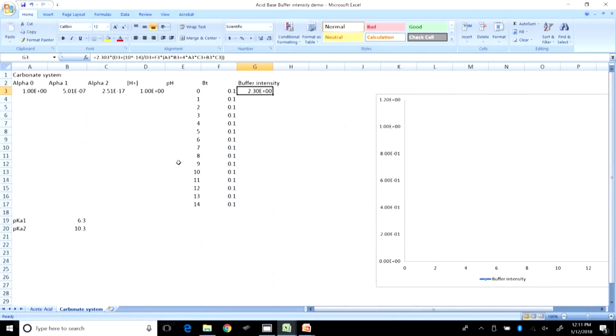And where do we have that here? We have that here. So pKa 1 is 6.3 and pKa 2 is 10.3. I think they are approximate values for the carbonate system, so let us go with that. And I plugged in the relevant formulas. So let us try to go through.